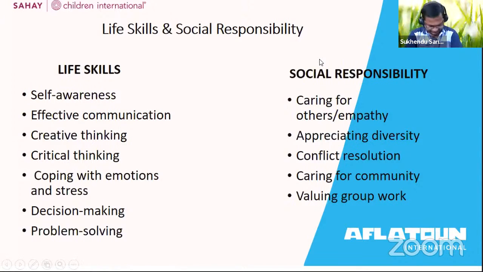So appreciating diversity, conflict resolution, caring for community, and valuing group work. Every individual needs to work in a group because we always belong to a group. Without a group, we don't have any life. We cannot exist. So that's why we teach our children the value of group work.